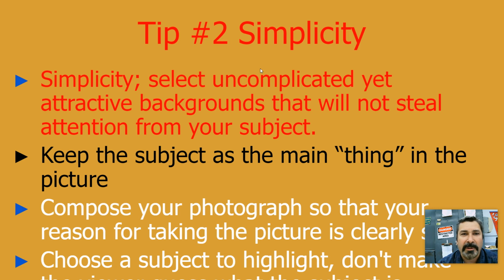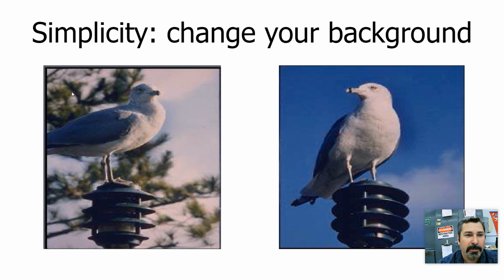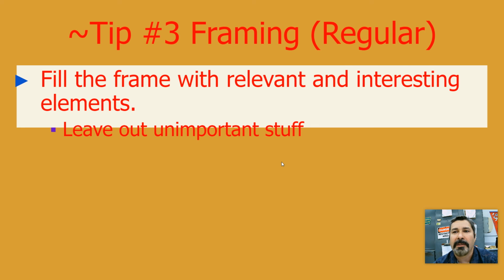Now we're going to go back to our paper notes. Write this down in red. Tip 2, simplicity. Select an uncomplicated and beautiful background. This background is complicated and it detracts from the subject, which is the bird. If you change your point of view and move the camera, you get a better composition. In this particular composition, you have a simple background. If your background is too ugly, change it.